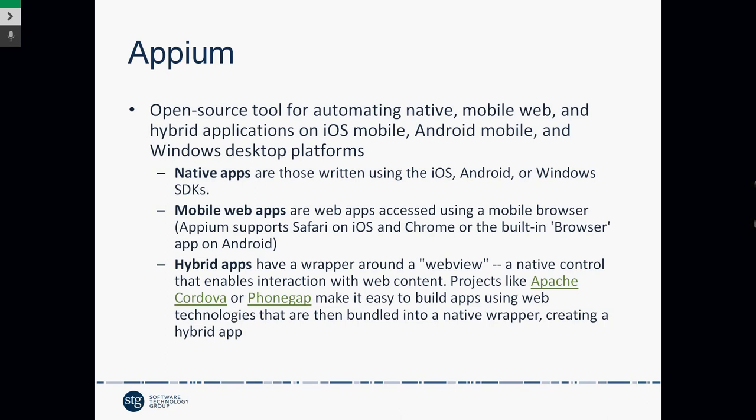Open source. Again, you don't have to pay money to use this stuff. It automates native apps and mobile web apps. A mobile web app is a responsive page inside your browser. You can do a hybrid app. A hybrid app is a wrapper around your web view.